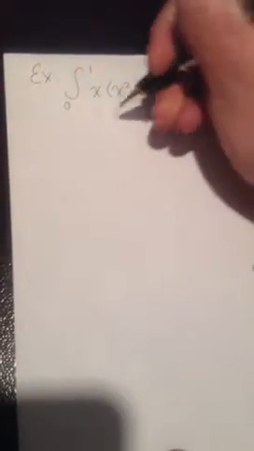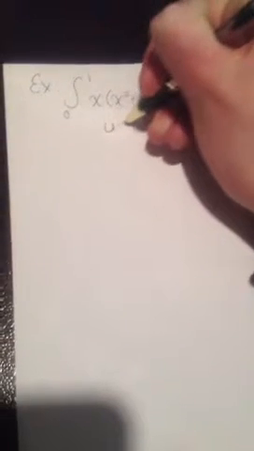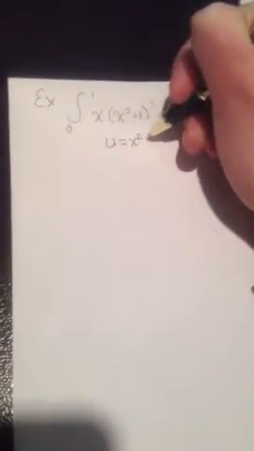So we pull out what's in the parentheses and put u equals x squared plus 1. We take the derivative, and we get du equals 2x dx, which equals 1/2 du equals x dx. And with that 1/2, we put it on the outside of the integral.